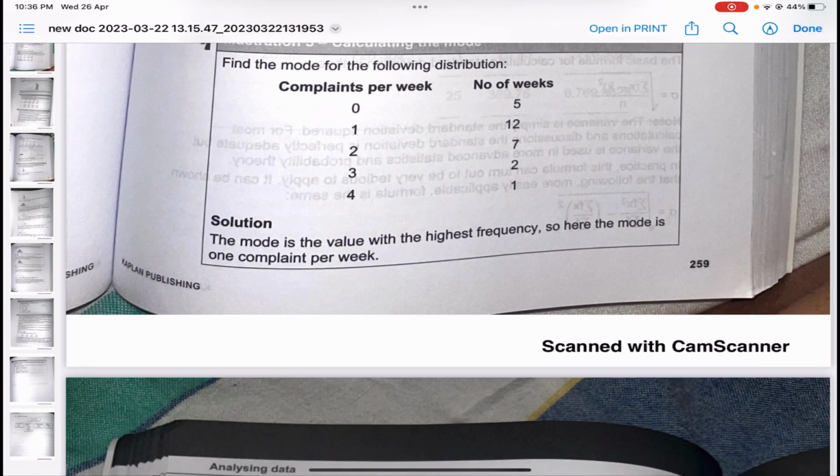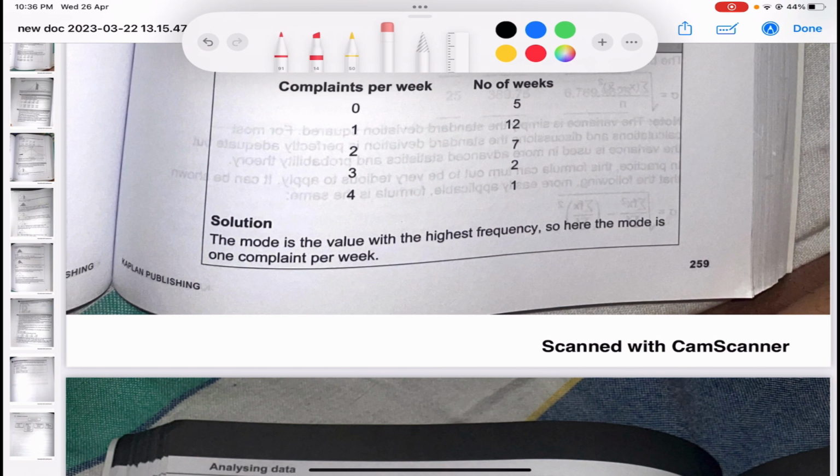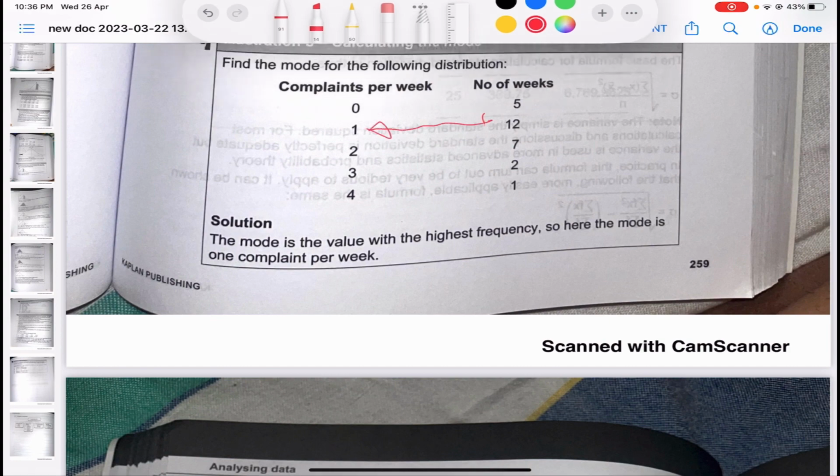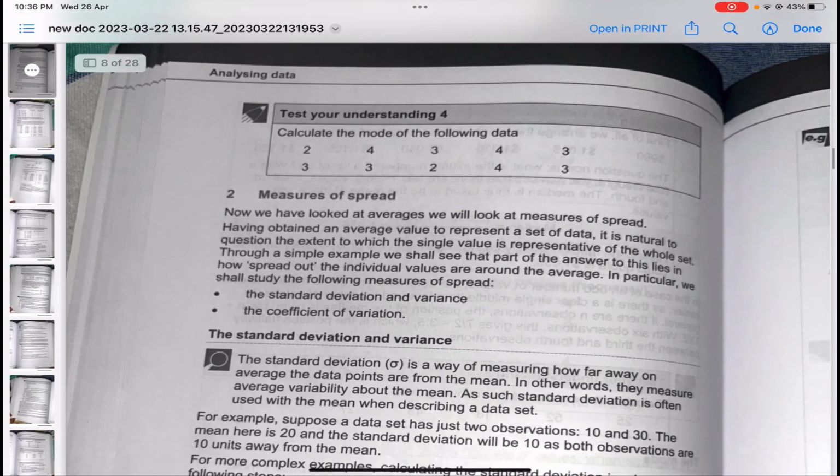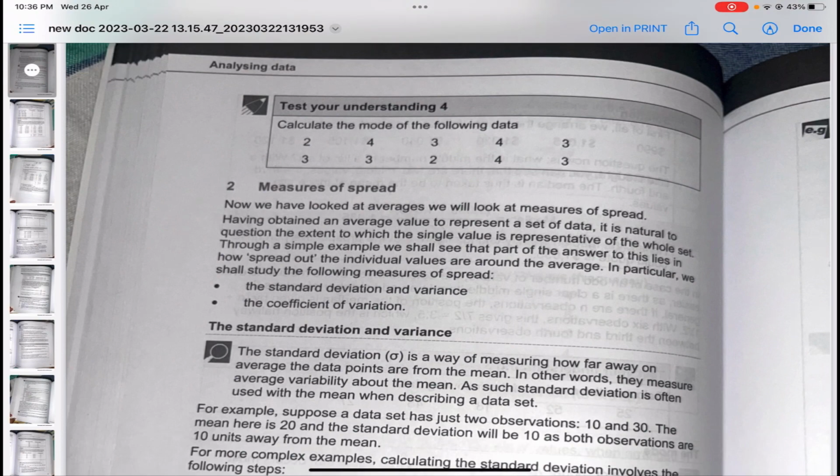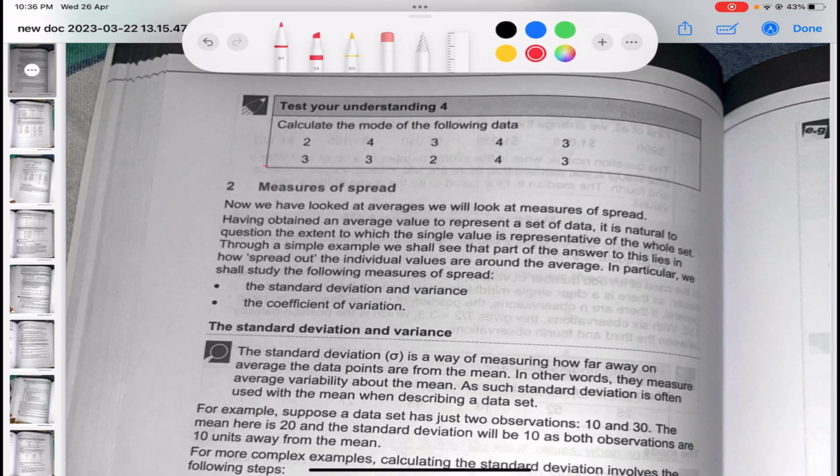Now looking at this, mode is something which has the highest frequency, the most frequently occurring data. So the highest frequency item will be the mode. Out of this, which is occurring most frequently? 12 times. Something is occurring 12 times as compared to the other frequencies. So my mode will be corresponding to 12, which is 1. Simple.